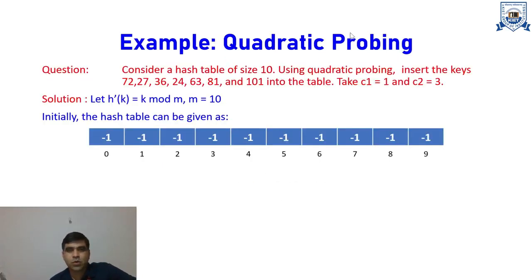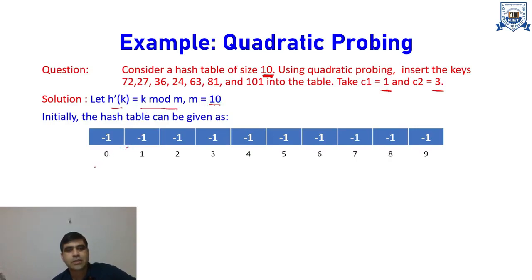Now let's see how quadratic probing works. Consider again a table size of M equal to 10, and given these two, C1 and C2, these are nothing but your constant values given, right? You can assume that both are 1 also, and they may be given in the question. So in this case, H dash is equal to K mod M, where M is equal to 10.